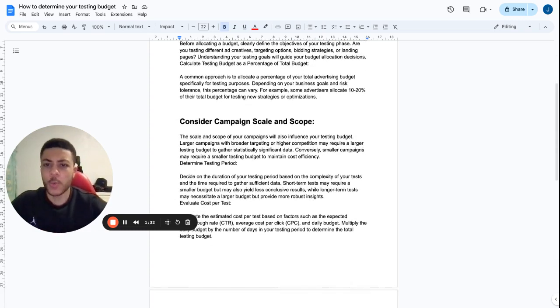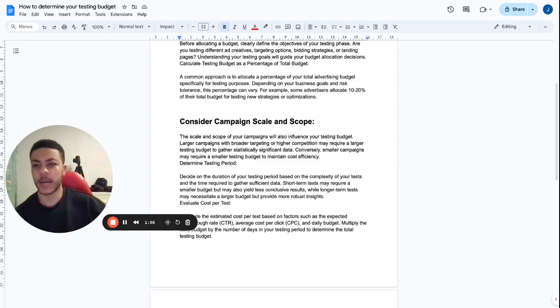So next, you want to consider your campaign scale and scope. So how big does your campaign want to be? The scale and the scope of your campaign will influence its budget. Larger campaigns with broader targeting and higher competition may require a larger testing budget to gather statistically significant data. And conversely, smaller campaigns may require a smaller testing budget to maintain cost efficiency.